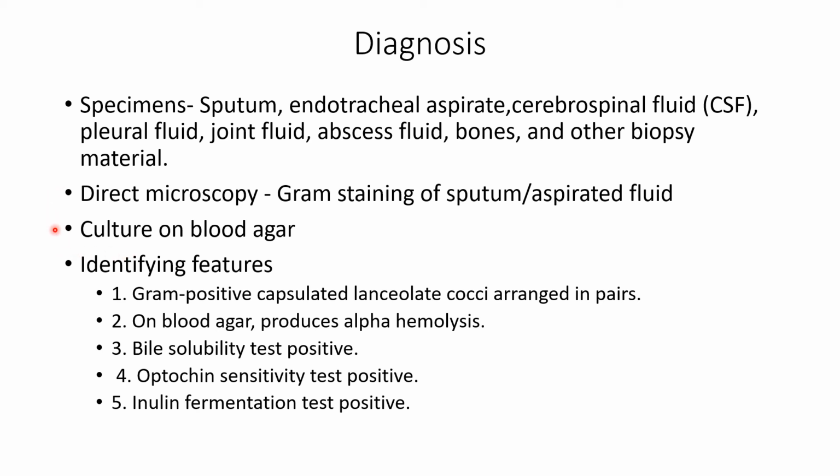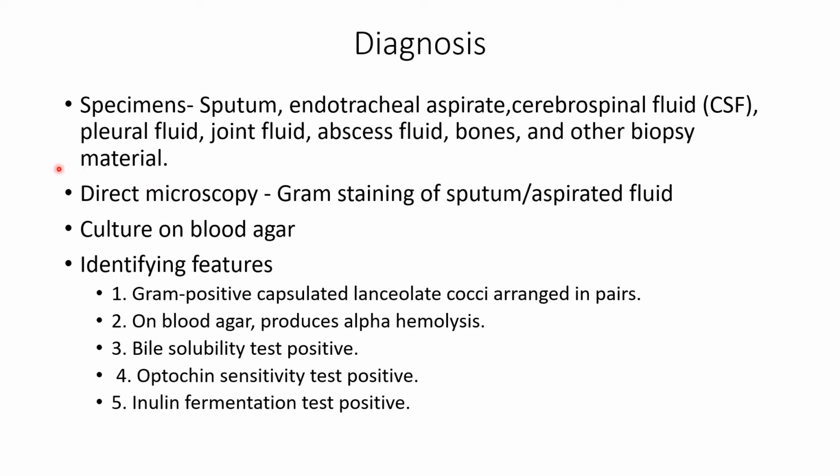For any of these two, different types of specimens can be obtained. The most important specimen is sputum. As I said, it is a lower respiratory tract infection, so sputum will be the most preferred specimen here. But depending on where the infection is seen, like if it has caused otitis media or sinusitis or meningitis or septicemia, you can take different types of samples like endotracheal aspirate, CSF, pleural fluid, joint fluid, abscess fluid, bones, and even other biopsy material.